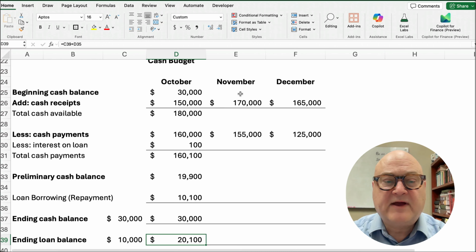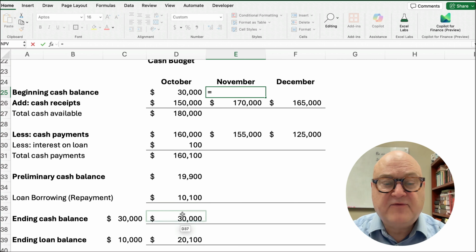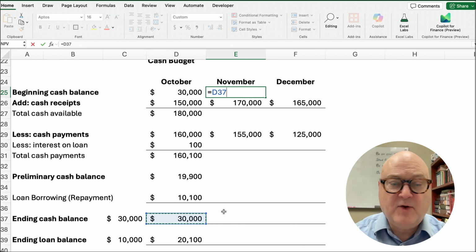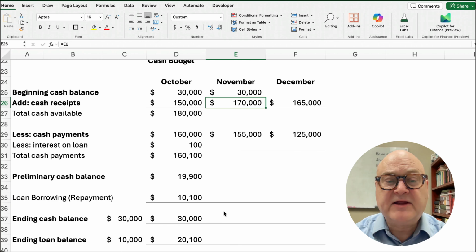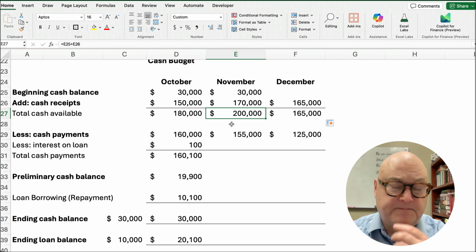All right, so what is our beginning cash in November? Our beginning cash in November is ending October cash, right? So that's 30,000 plus 170. That's going to equal 200,000. I'm just going to copy my math over here.